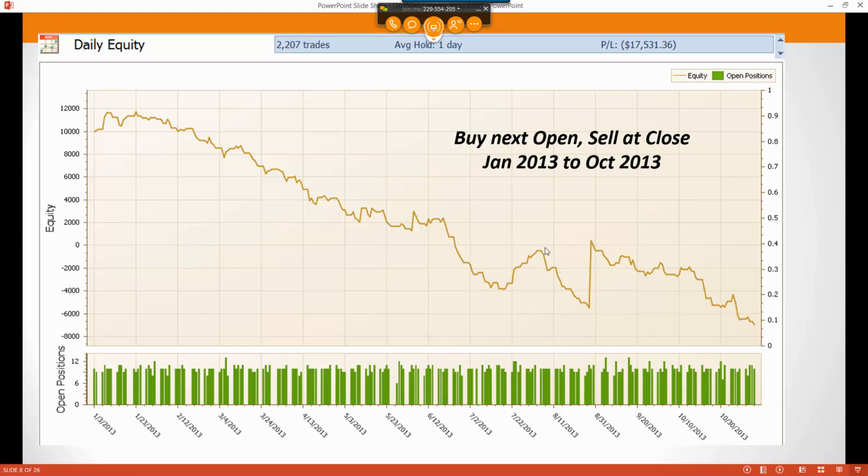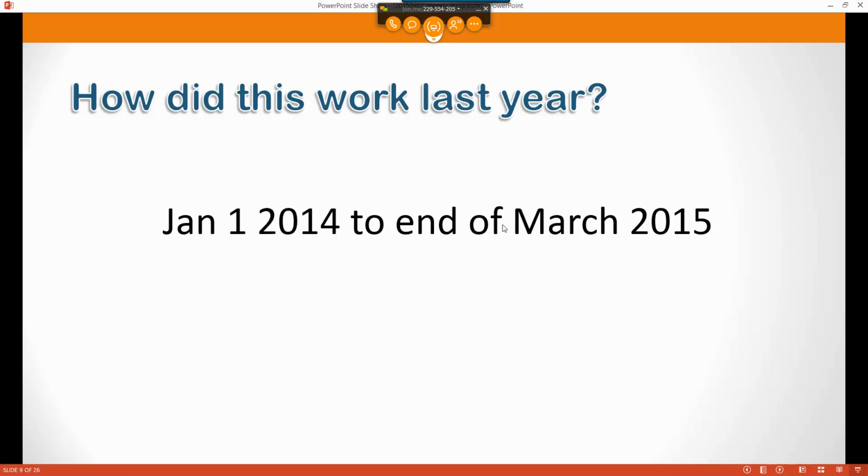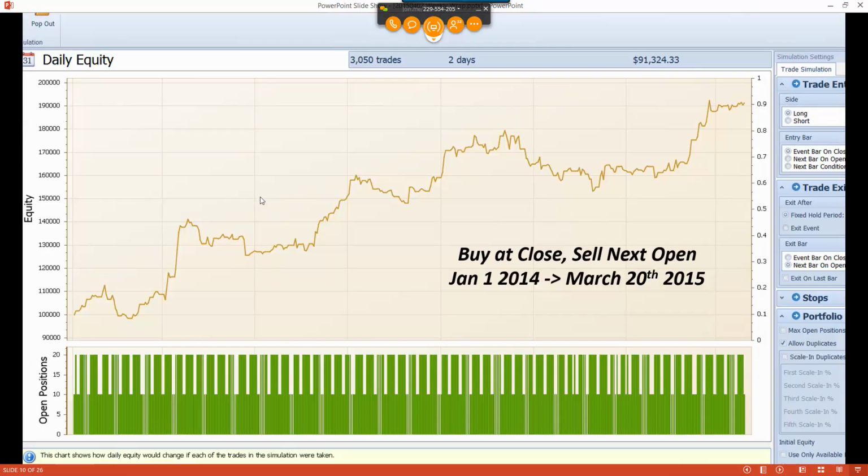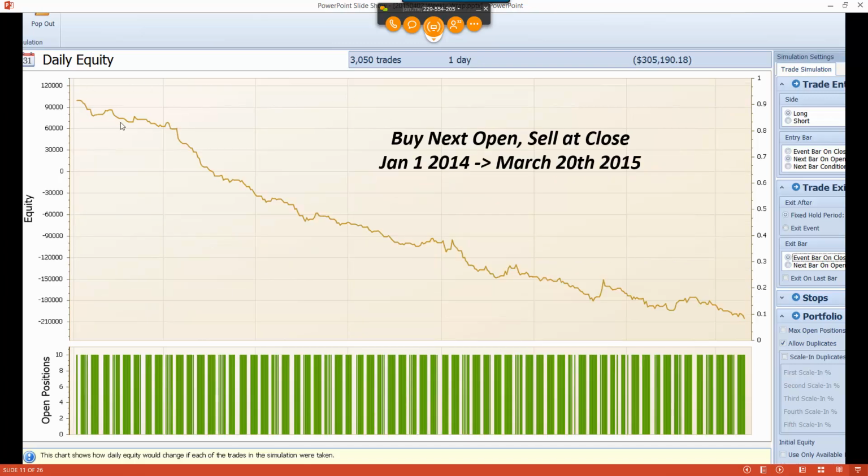So it was a shortish time frame, so I wanted to try again and just run this on last year, so from January the 1st, 2014 through to the end of March, just a couple of days ago. And we ended up with somewhat of a lower left to upper right for the buy at close, sell next open. And then the big test was buying at the open the next day and selling at the close of that day, and you ended up with a very similar looking chart.